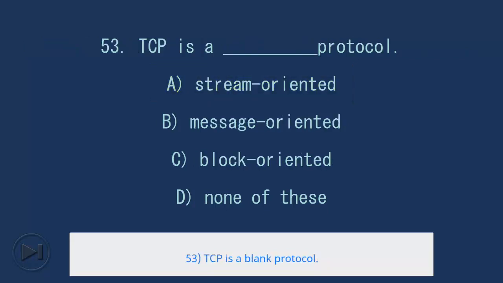53. TCP is a blank protocol. A, stream-oriented. B, message-oriented. C, block-oriented. D, none of these. Answer, A, stream-oriented.